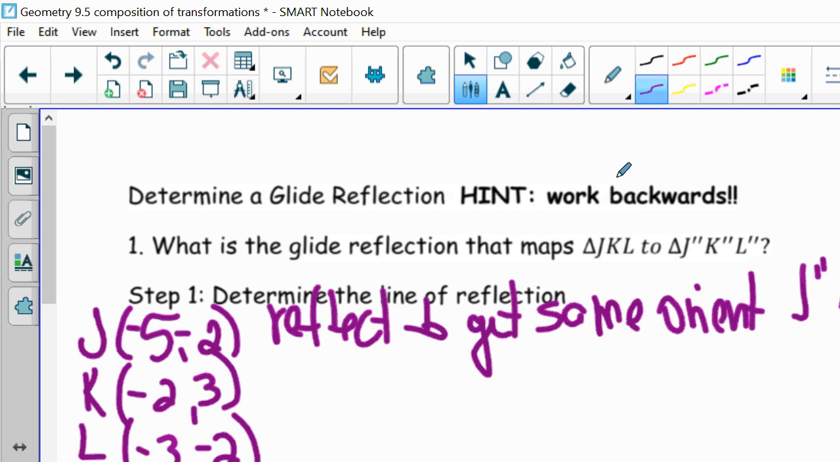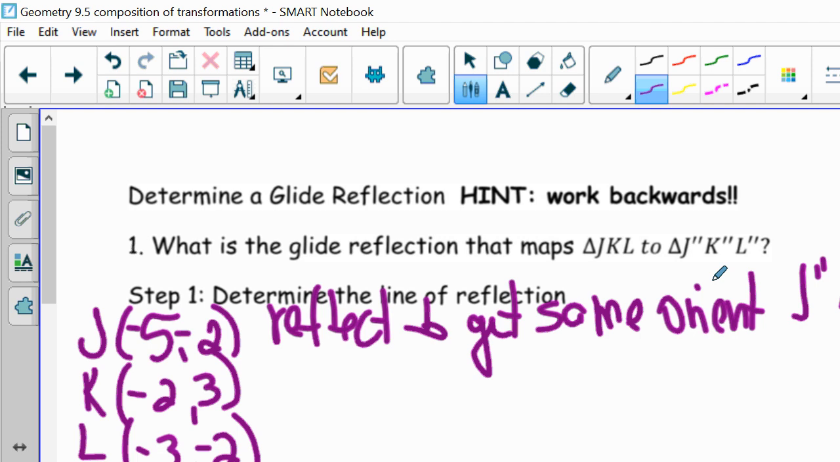So basically, if I wanted to get that exactly, J is going to be up here, L right there, and K. So I need it to look like this. This is going to be my J prime, my L prime, and my K prime. Because once I get that reflection, then I just have to glide it over, and it's going to lay on top. So I need to find out what line I reflected over to get this picture.